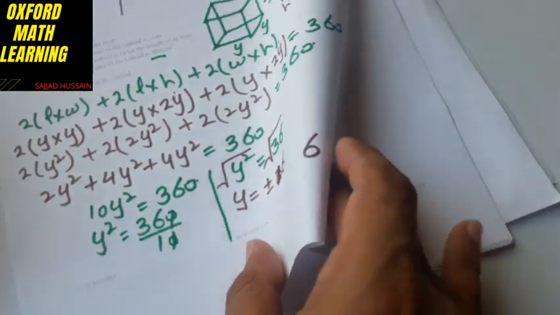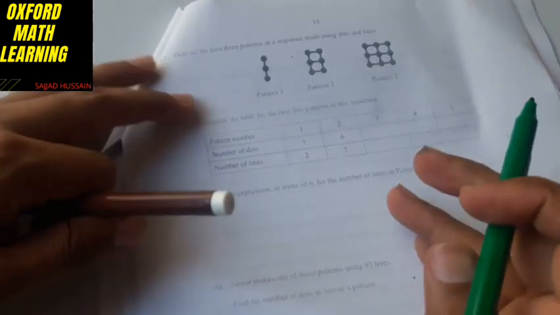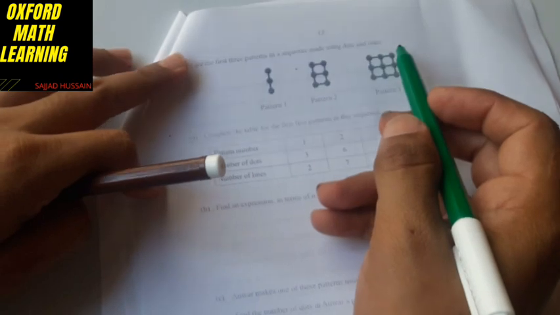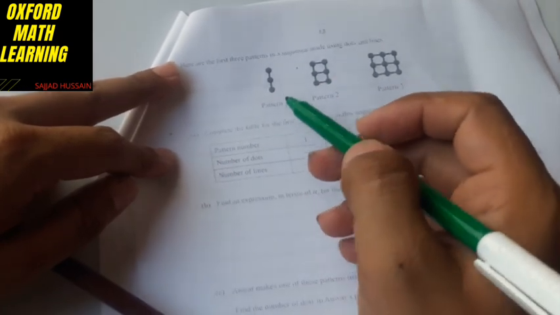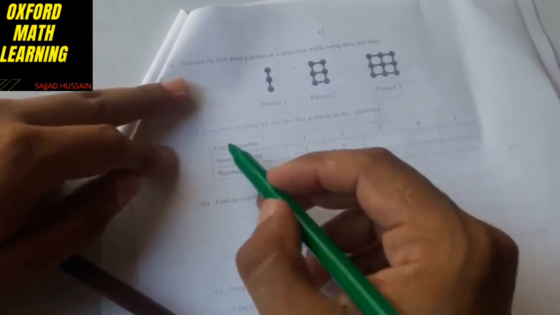Clear? Then we are moving toward question 22. Question 22 is very easy, a sequence and series question. Here are three patterns of squares made using dots and lines. We are joining these dots with lines to make some patterns. Complete the table for the first 5 patterns in this sequence.